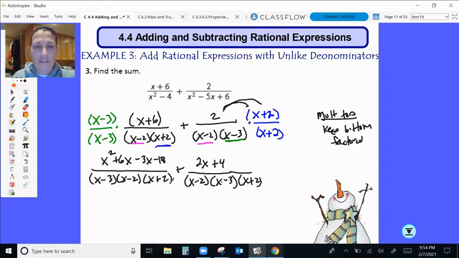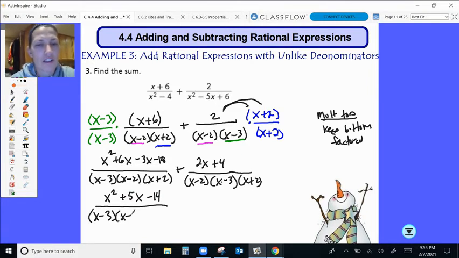We have all of our factors there. Now I can start simplifying on my top. We have an x squared. We have a 6x minus 3x gives me a 3x, plus 2x is going to give me a positive 5x. And then a negative 18 plus 4 gives me negative 14. And we have our x minus 3, x minus 2, x plus 2.